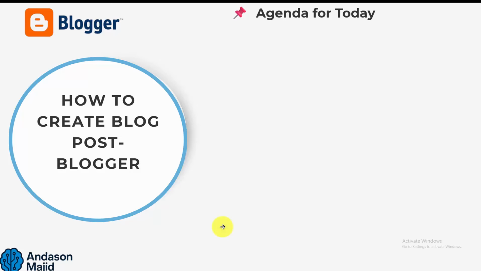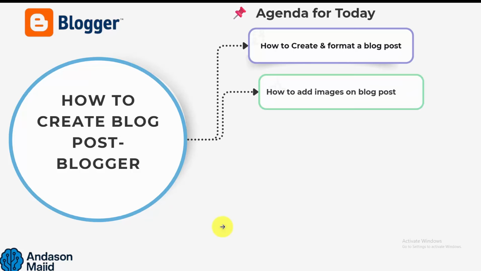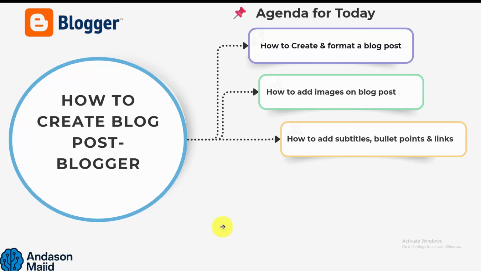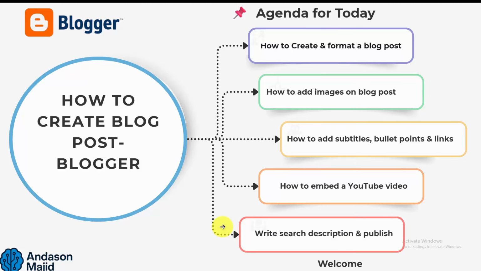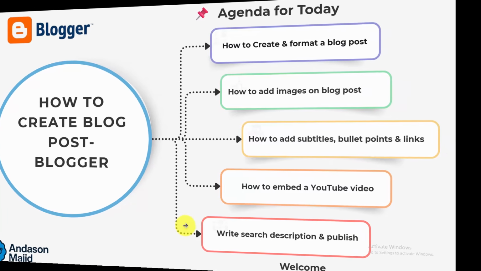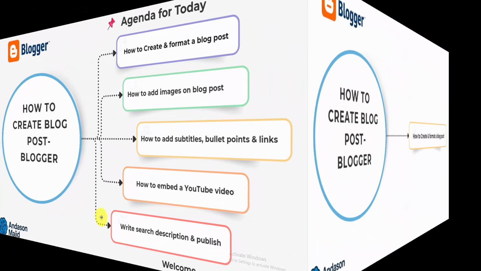But before we get started, let's see what we've got for today. Today we will discuss how to create and format a blog post. Then we will see how to add images on blog posts. Then we will see how to add subtitles, bullet points, and links on a blog post. Then we will see how to embed a YouTube video on a blog post. Then we will see how to write a search description for search engine optimization. And finally, we will publish our post. And that concludes today's agenda.